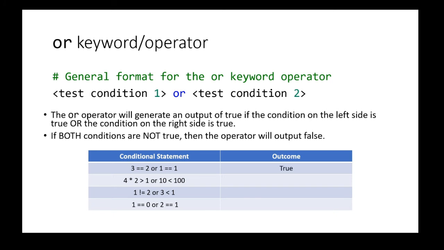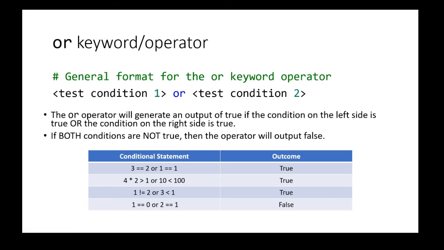4 times 2 is greater than 1, that is true. And just like with the AND symbol, if one of them is true, we don't even have to look at the second condition. We already know this will accept as true. But just for the sake of being complete, 10 is less than 100, we'll have true on the left and on the right. 1 is not equal to 2, that's true, and the statement is true. 1 is equal to 0, that's false, or 2 is equal to 1, they're both false, and the result will be false.